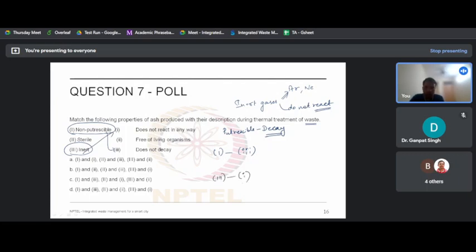So two will automatically go with two, but still let's discuss that. Sterile is something which does not have the capability to reproduce. Reproduction is about living organisms. So if something is sterile, it will be free of any living organisms. So two will go with three. So we have three, two, and one. So option D is correct. So I think it's correct.